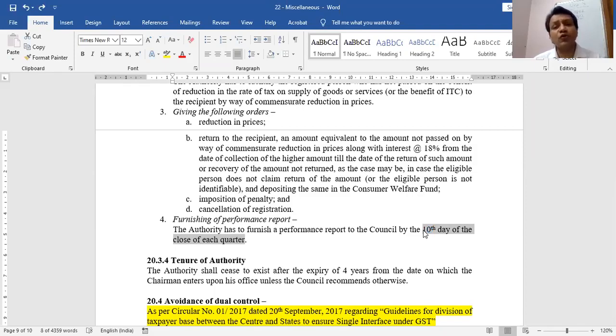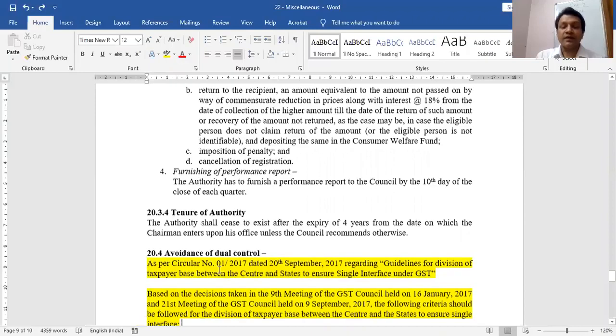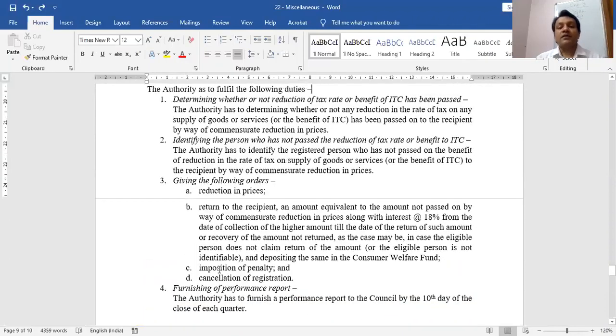Now, next point, tenure of this authority. This authority was basically given a 4-year time limit, and after 4 years it will cease to exist, because it was expected that in 4 years the reduction in prices or ITC etc. will be automatically adjusted. That's it. So my topic, the anti-profiteering measure, is over.